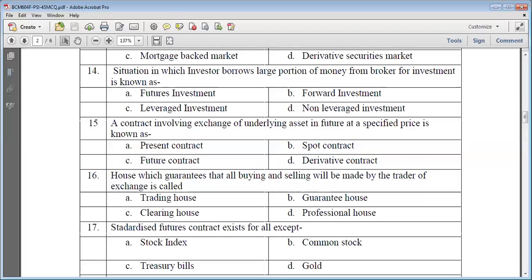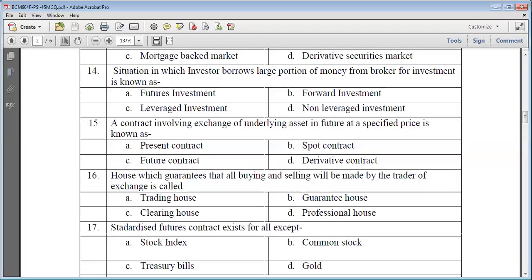Question number 17 is saying that a standardized futures contract exists for all except stock index, common stock, treasury. A standardized contract is also known as a futures contract, as opposed to a tailor-made contract. In a tailor-made contract, two parties will be there, and the terms and conditions will be finalized today by them. No third party can interfere here. So, the two parties will decide what terms and conditions they will impose.